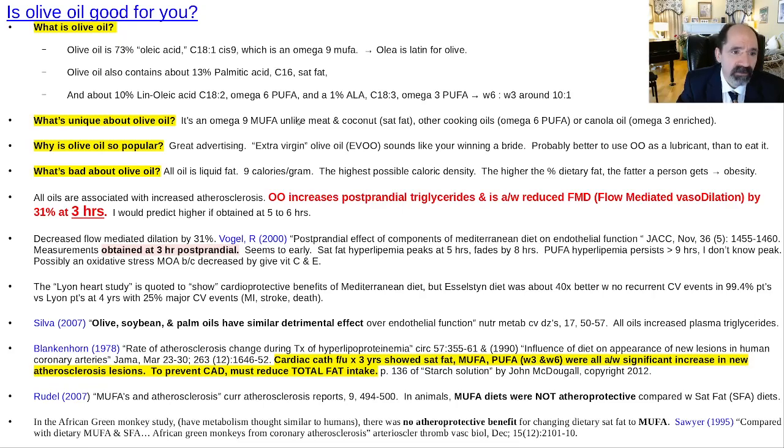Okay, why is olive oil so popular? The main reason it's so popular, it's got great advertising. I mean, the name extra virgin olive oil sounds like you're winning a bride. Probably better to use it as a lubricant than eat it. Okay, that's a bad joke.